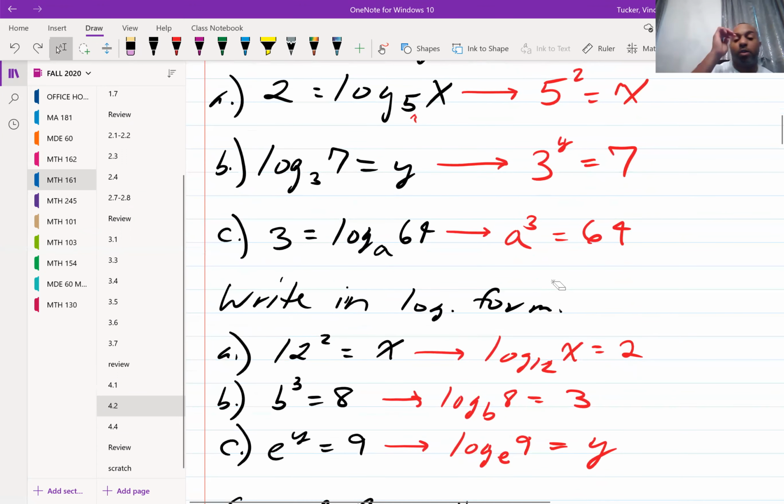All right, so talking about writing it in log form, they give you the exponential form. They want you to take it back to log form. So same thought process. Your base, I have 12 squared equal to x, I would start off with log base 12 because your base is going to be your base regardless. And then once again, what is next to the 12 in this relationship is not going to be next to the 12 here. So that's log base 12 of x is equal to 2.